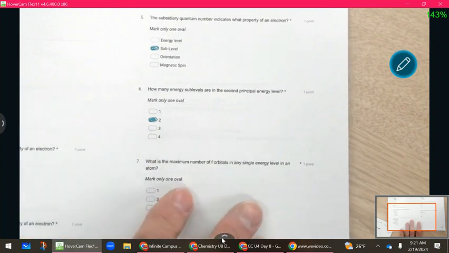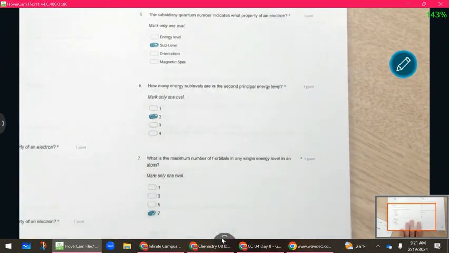The subsidiary quantum number tells you that about the atom, or electrons basically. How many energy sublevels are in the second principal energy level? There you go. What is the maximum number of f orbitals in any single energy level? Here. When do the f's start? What level?